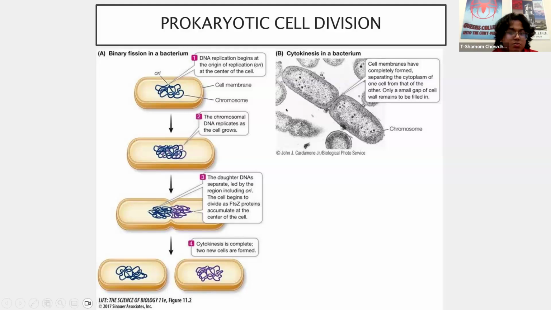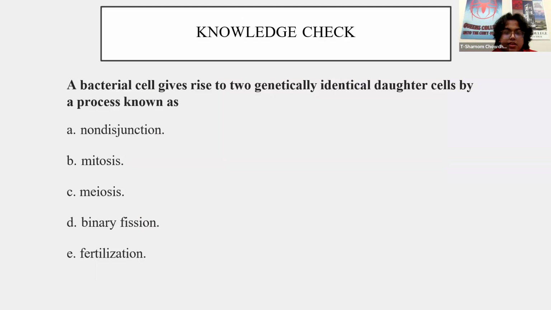So prokaryotic cell division is very simple. DNA replicates, the cell starts to grow, the cell starts to pinch in the middle at the ori site, and then cytokinesis is complete. We just went over this, but just to make sure you guys are paying attention: how do bacterial cells reproduce? Binary fission, correct. All right, good job, everyone.